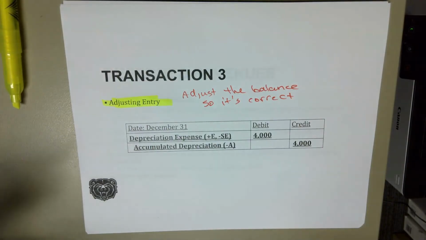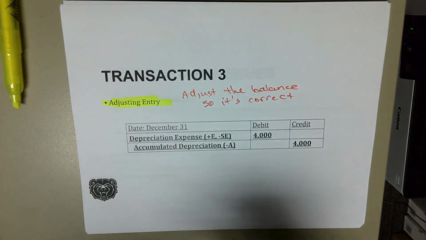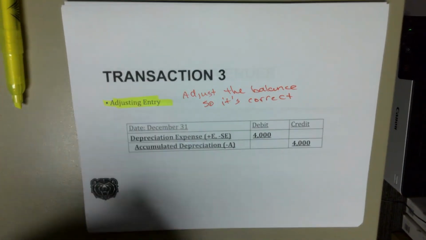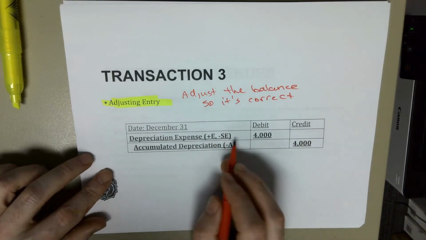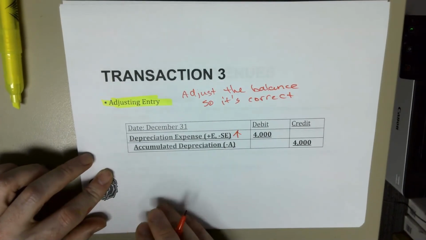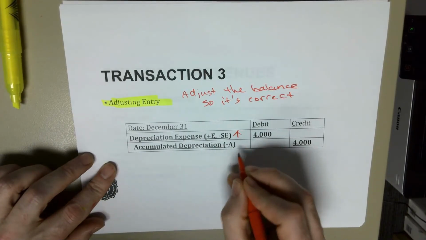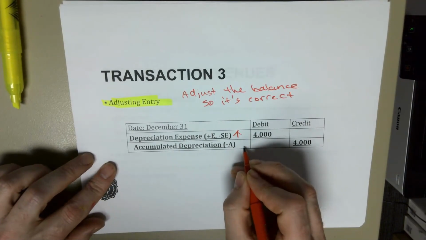We're going back at the end of the month and looking at our account balances and going, hey, wait, we actually used up some of this resource. So we've got to recognize this expense, and we've got to adjust our asset accounts so that they match what's actually happened, so that our balances are correct. So here we've got that depreciation expense. That's the increase to an expense. And then we have accumulated depreciation. This is a decrease to an asset.